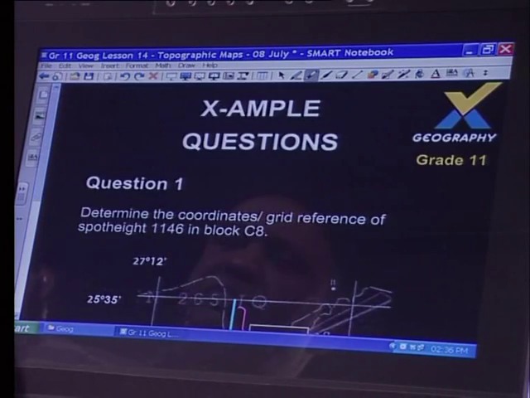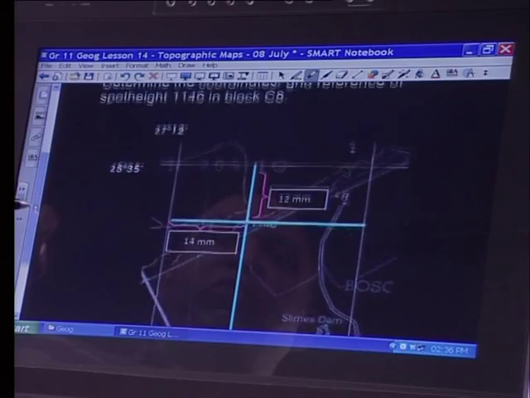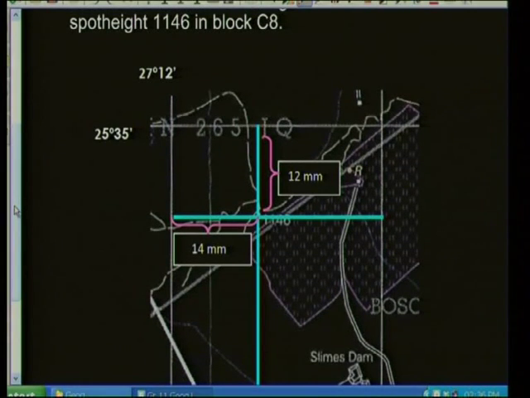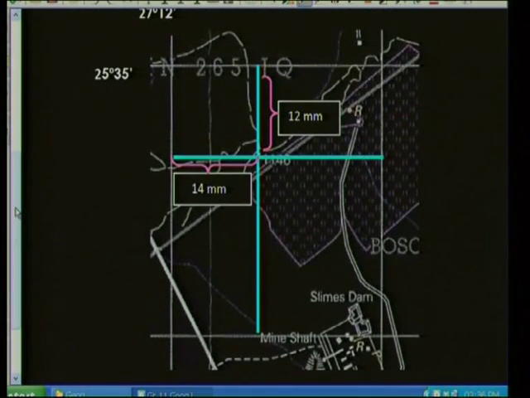Now, I'm going to show you another little one here. With regards to this one, why do we measure? If you want to work on a more accurate measurement and accurate coordinate or grid reference, in this one, we can look at it down here.